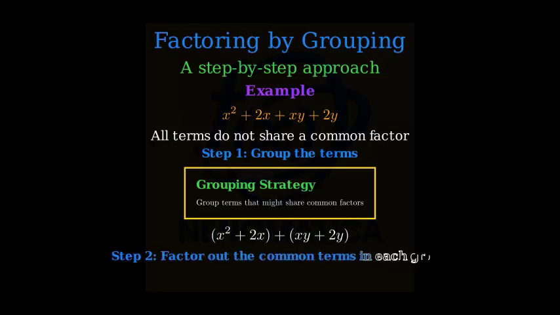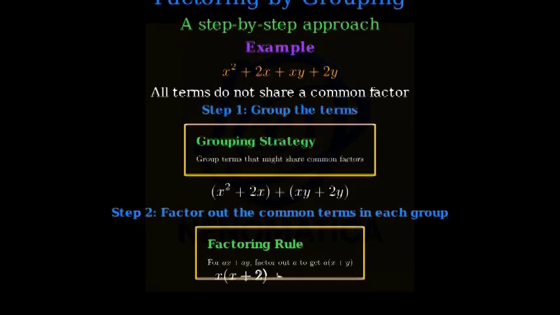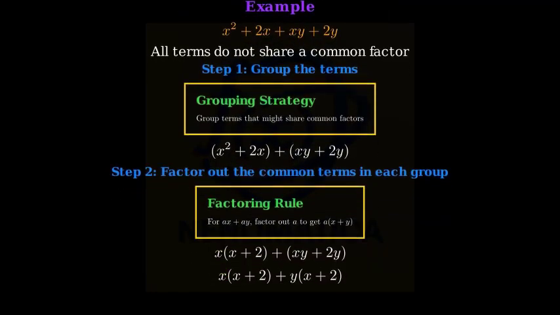In step 2, for each group, we'll factor out the common term. Light bulb tip: finding the common factor in each group is the key to this method. For the first group, x squared plus 2x, we can factor out x, giving us x times the quantity x plus 2. For the second group, we factor out y. Now our expression looks like x times the quantity x plus 2, plus y times the quantity x plus 2.